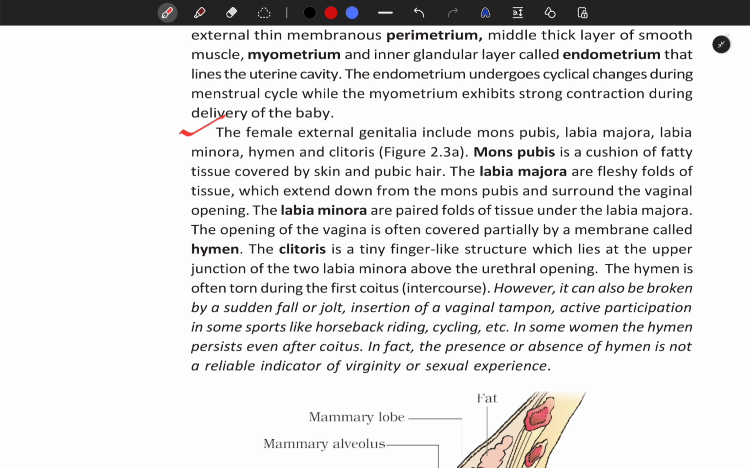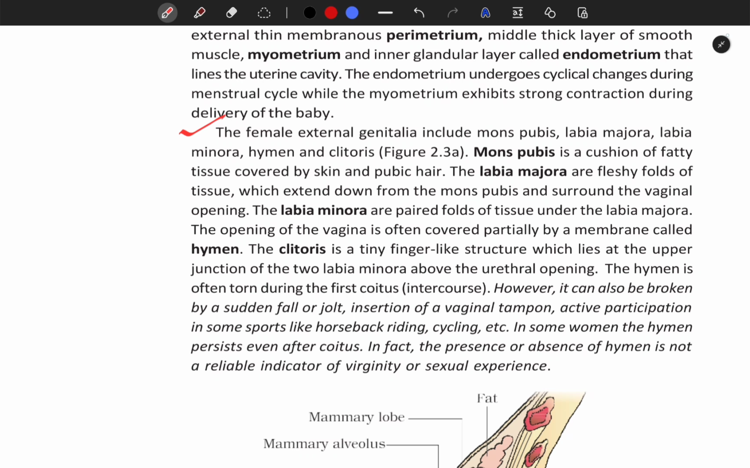The opening of the vagina is often covered partially by a membrane called hymen. The clitoris is a tiny finger-like structure which lies at the upper junction of the two labia minora above the urethral opening. The hymen is often torn during the first coitus, that is intercourse.